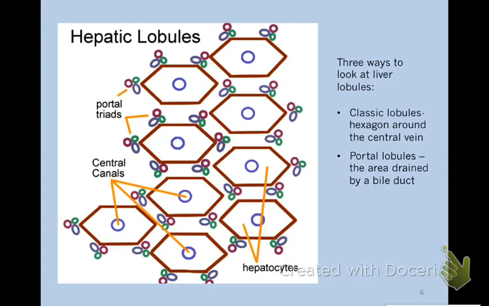The second way to look at it is what's called portal lobules. I don't understand the name distinctions, why they chose portal lobules versus why they didn't call it bile lobules, but basically it's the area drained by a bile duct. So if we look at one bile duct, say the bile duct here, and then we look at the area that drains to it, then we could draw a triangle here, and we could say that this was a portal lobule defined by that portal triad.